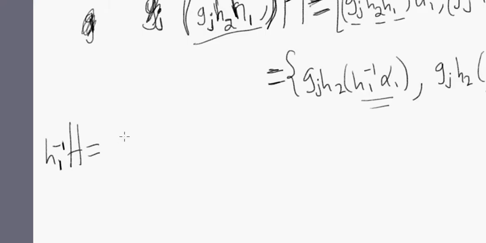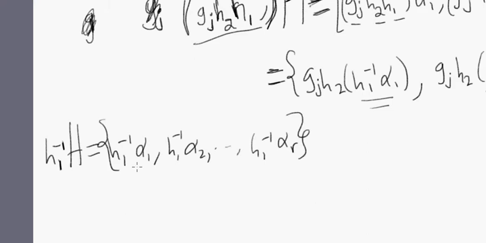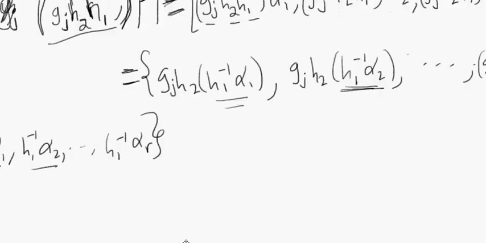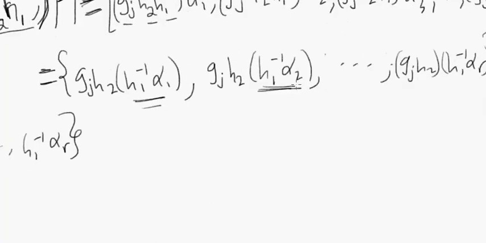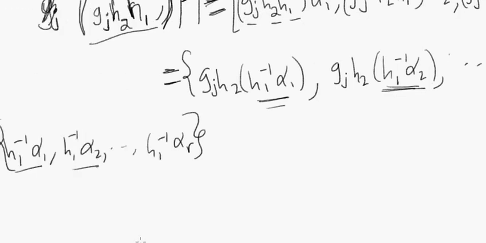And that actually turns out to be H1 inverse times alpha 1, H1 inverse times alpha 2, etc., up to H1 inverse times alpha r, right? That's what H1 inverse H would be. So see, that looks exactly the same. Here we have H1 inverse alpha 1, here we have H1 inverse alpha 1, here we have H1 inverse alpha 2, we also have H1 inverse alpha 2.